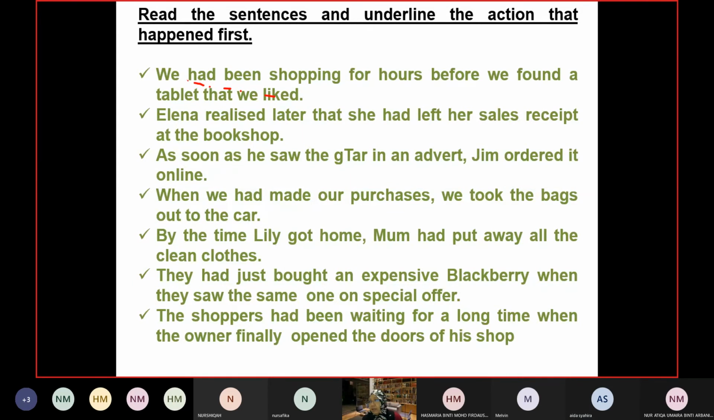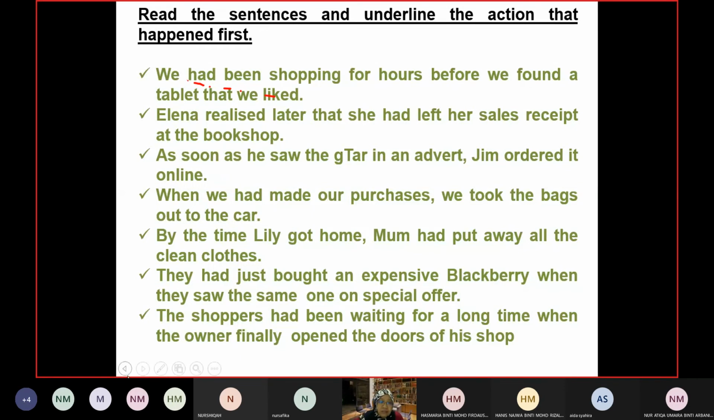Alright, next one. Back to Hanis Najwa. Which action happened first? Nombor 7 kan? The shoppers had been waiting for a long time. Alright, good. So had been waiting. Dia guna again had been waiting. Dia tak guna pun had waited sebab dia ada jangka duration dia for a long time. That's why they use had been waiting.